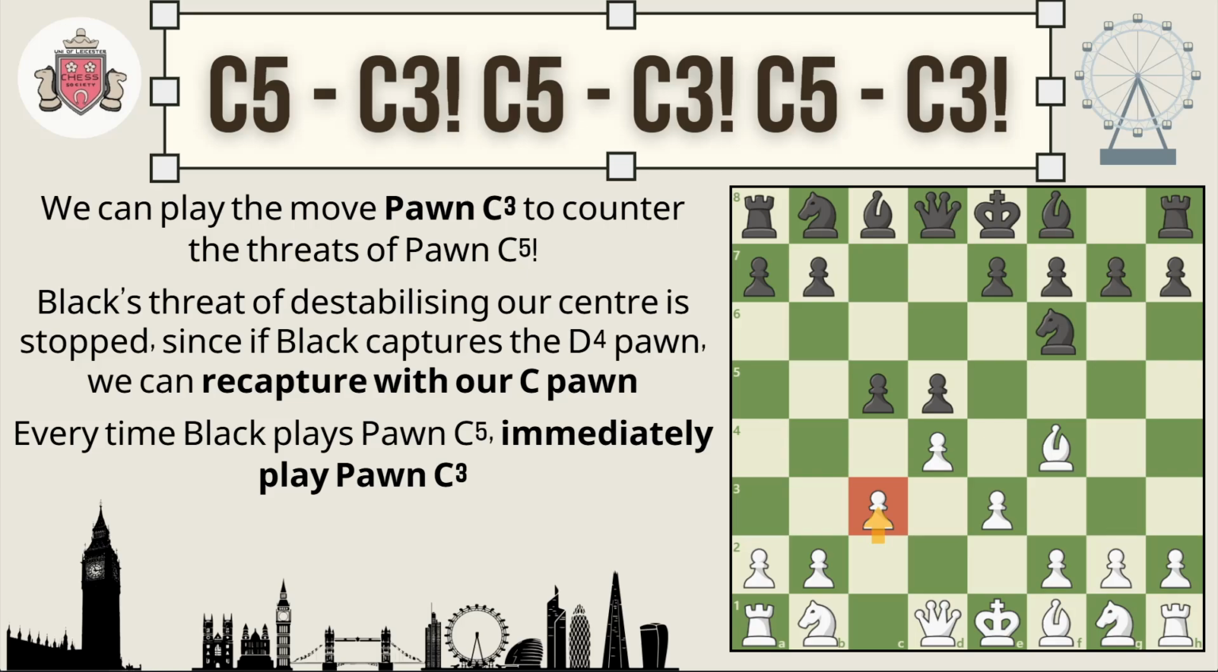So c5, c3, c5, c3, c5, c3. That's why I put it over here as well. I don't know why this became famous, but it's a nice thing to remember. Every time your opponent plays c5, instinctively just play c3. It becomes intuition at the end of the day. So every time Black plays pawn c5, just play c3, right? Does that make sense? Yeah?